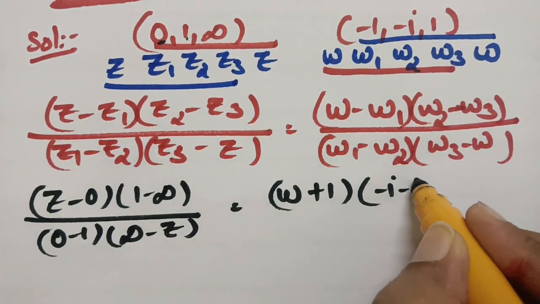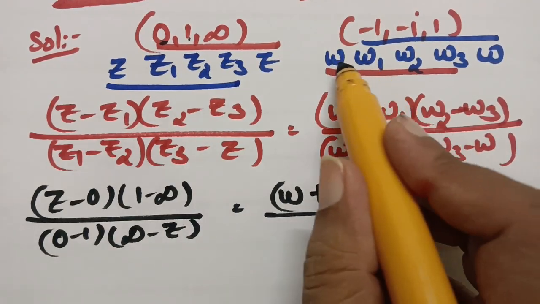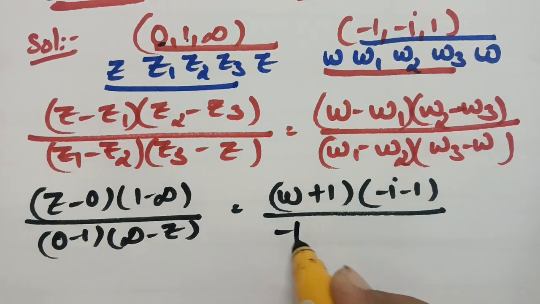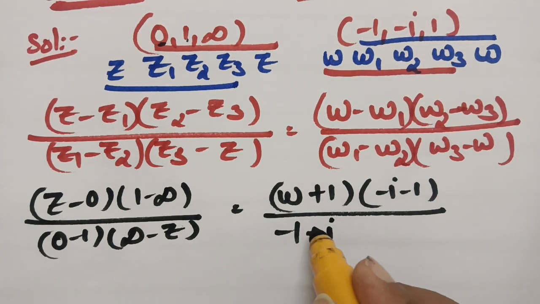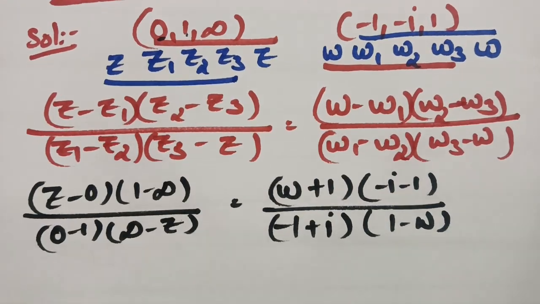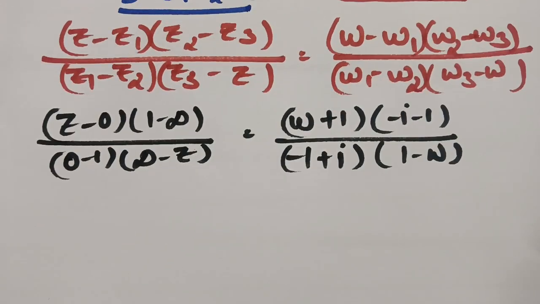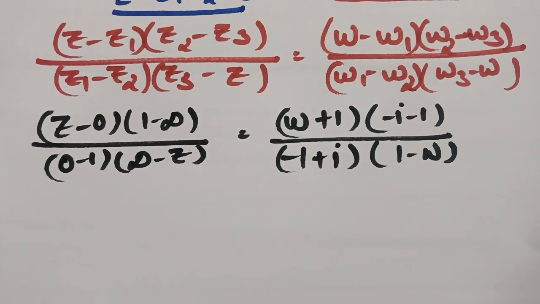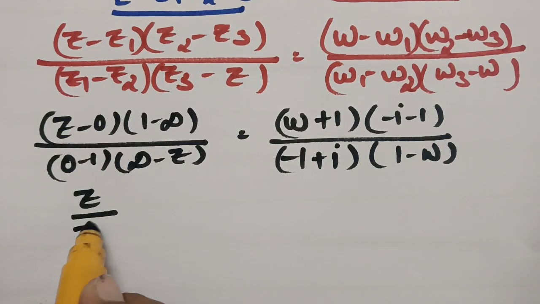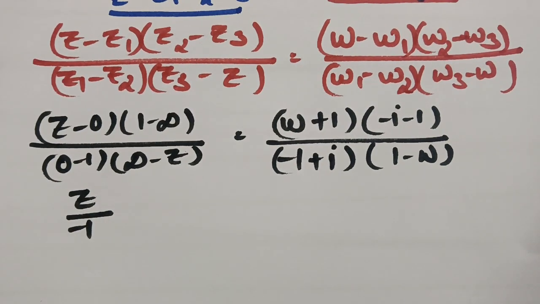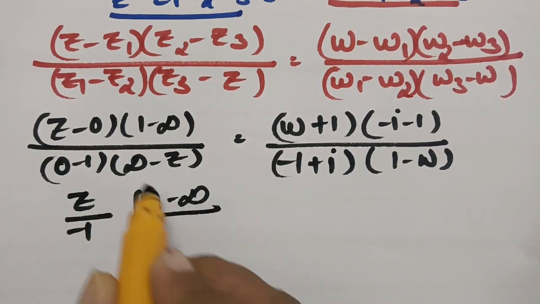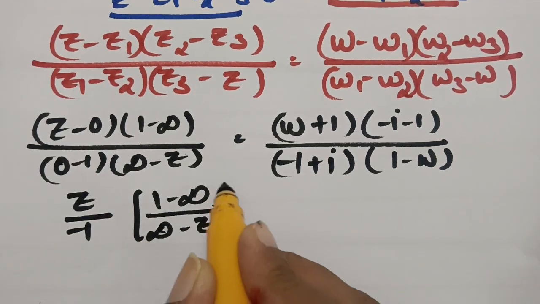This is minus 1, this is minus 1, and here in the denominator we have to consider from here. This is minus 1 minus I, and next one, this is 1 minus W. Every time we have to write Z on one side and W on one side. So Z minus 0 is Z, and this value is minus 1. Clear?